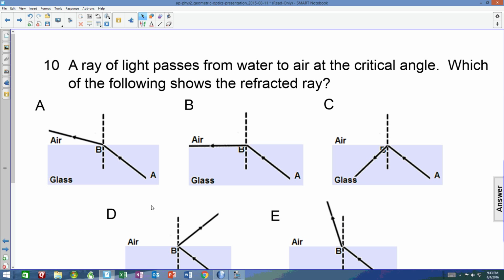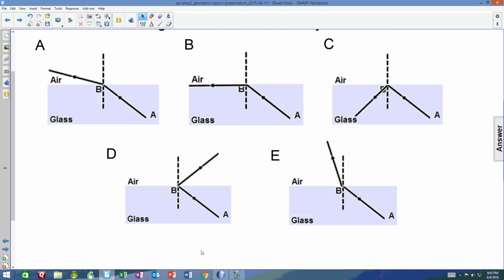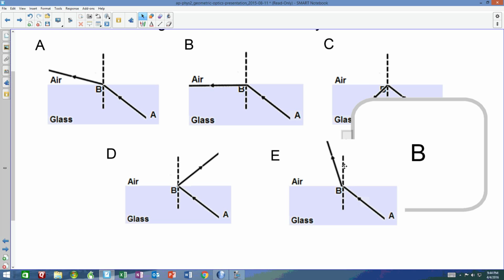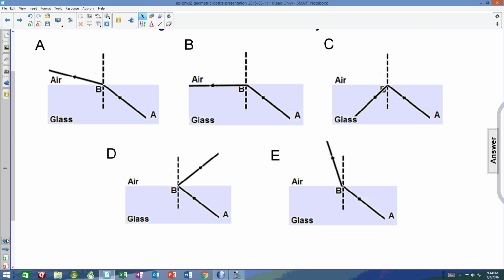A ray of light passes from water to air at the critical angle. Which of the following shows the refracted ray? Okay, did you choose B? That is the correct answer.